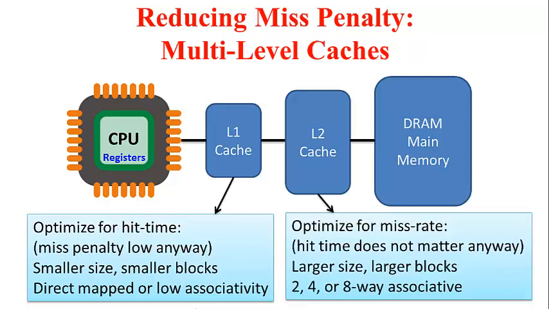On the other hand, the L2 cache can be optimized for miss rate as opposed to lowering the hit time, because hit time does not matter anyway for L2 cache, which in turn is because L2 is accessed only during a L1 miss, which we consider to be rarer than L1 hit. So what does optimizing for miss rate as opposed to hit time mean? We will choose a larger size for the L2 cache, larger blocks and higher levels of associativity, which generally result in lower miss rate even if at the cost of a slightly higher hit time.